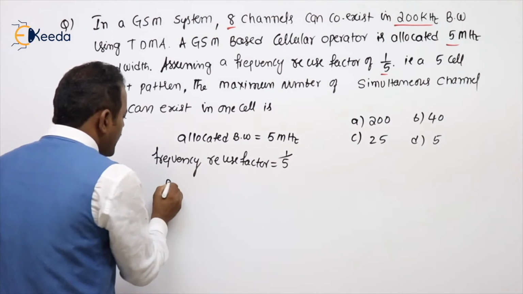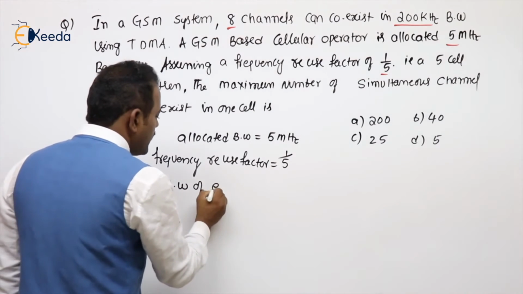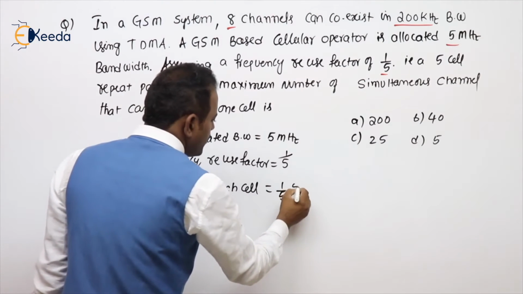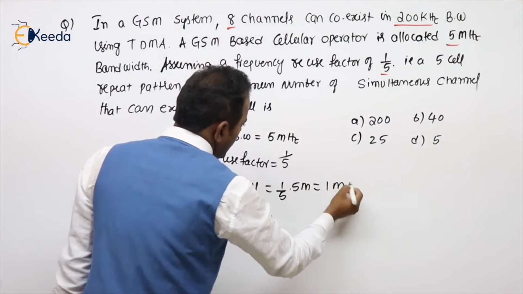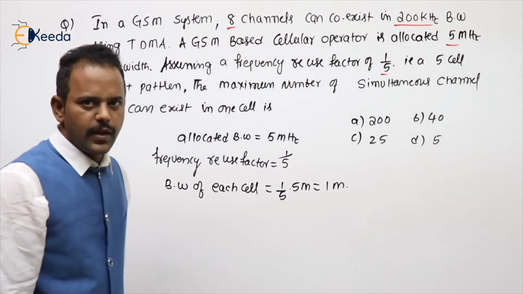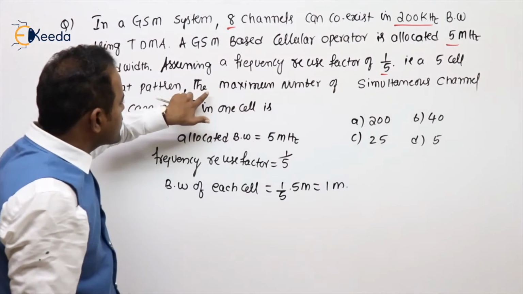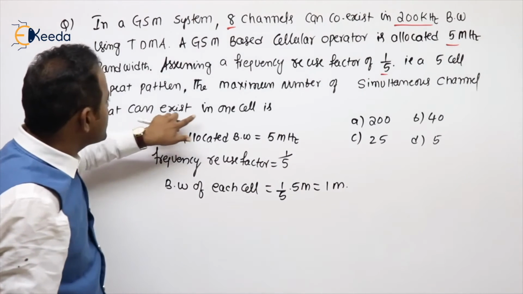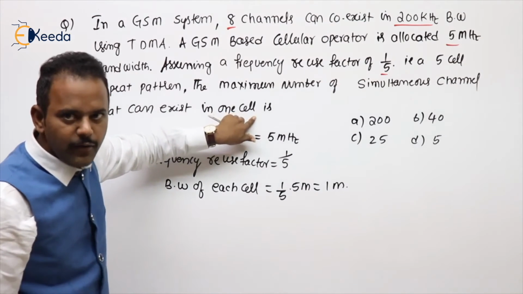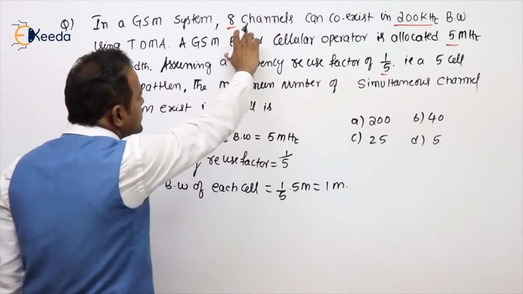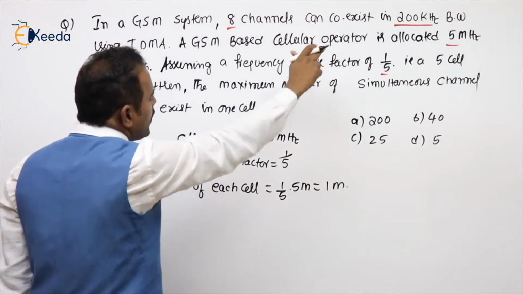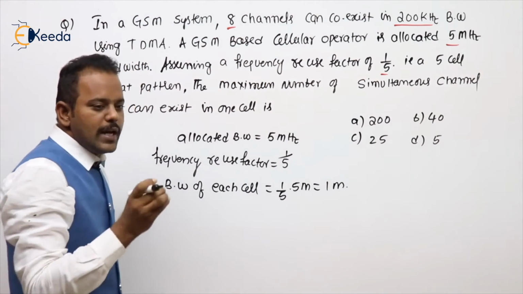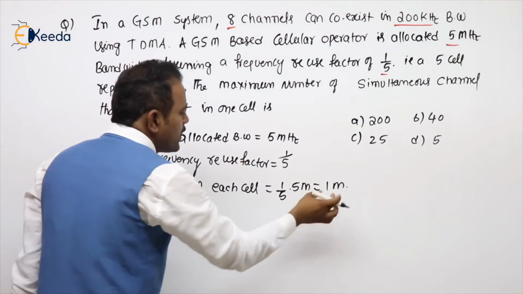Then, what is the bandwidth of each cell? Bandwidth of each cell equals 1 by 5 into 5 mega. So 1 megahertz is the bandwidth of each cell. Are you getting my point? Now he is asking the maximum number of simultaneous channels that can exist in one cell. Follow. 8 channels need a bandwidth of 200k. So let's calculate how many will be possible in 1 megahertz.